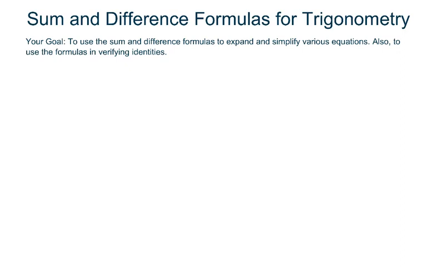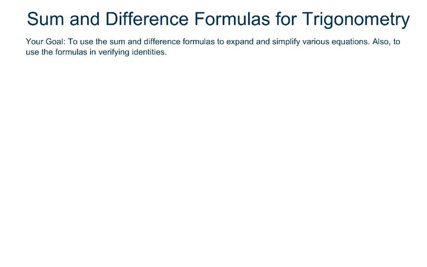So today we're going to learn about sum and difference formulas for trigonometry. Now there are actually two, well technically four, but there are two different ones that we're going to look at today, and that's for sine and cosine. Now there are ones for tangent, but we will not be reviewing those at this time.